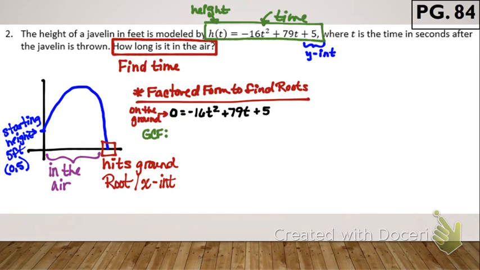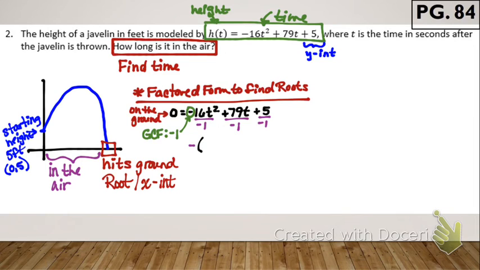Yep. 16, 79, and 5 don't have anything in common, but what's in front of the 16? Negative. I do want to take that out. So my GCF is just a -1. I can't divide it by anything else, but I can take that out of each piece. If your A value is ever a negative, you want to get that out. And because 1 can go into everything, I can take it out of each piece. All right, so I would have a negative out in the front.